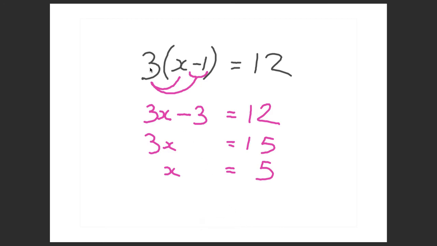Another one with brackets, 3 brackets x minus 1 equals 12. When you see a bracket in front of a number, it means multiply the number by everything in the bracket. So 3 brackets x minus 1 means 3 times everything in those brackets. So 3 times x gives you 3x. 3 times minus 1 gives you minus 3. So 3 brackets x minus 1 equals 12 is the same as saying 3x minus 3 equals 12. And then I've just gone on to add 3 to both sides and divide everything by 3 to solve that and get x equals 5.